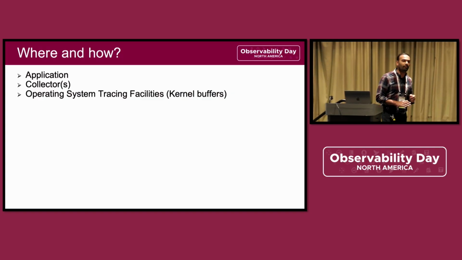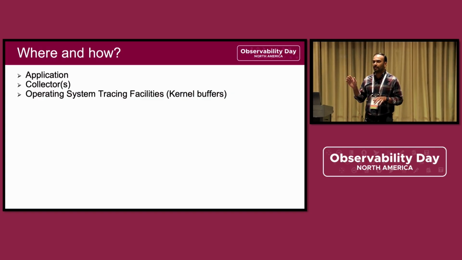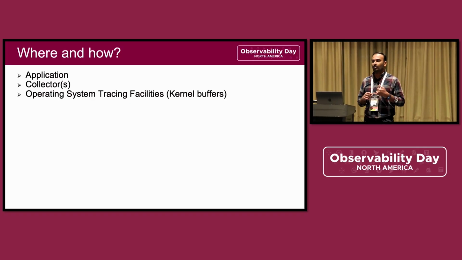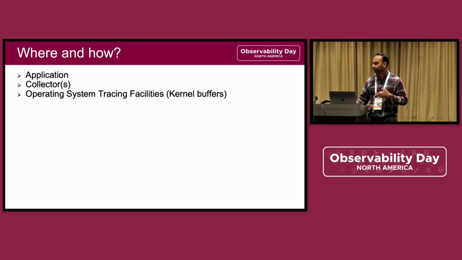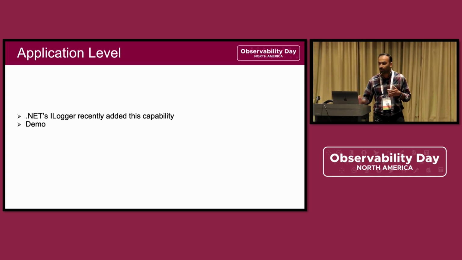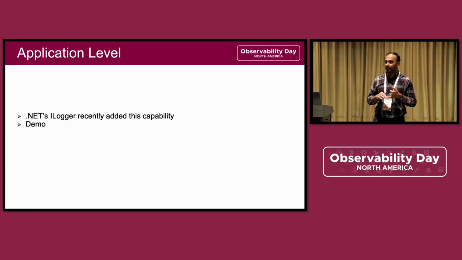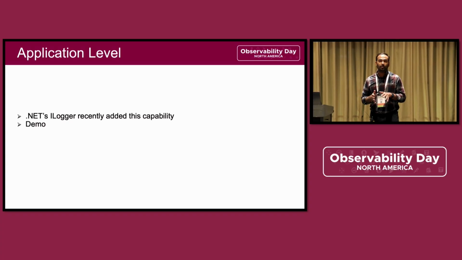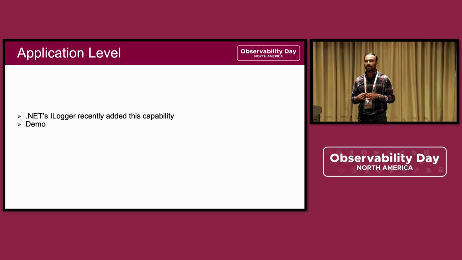So we'll talk about where and how to implement such a pattern. There are three places which I'll be covering, though there could be more: at your application, in a collector, or in an operating system kernel facility. We'll cover them one by one. First one is at the application level. It could be your logging library itself, or a custom plugin to a logging library, or it could be implemented using OpenTelemetry log record processors where you can keep things in a buffer.